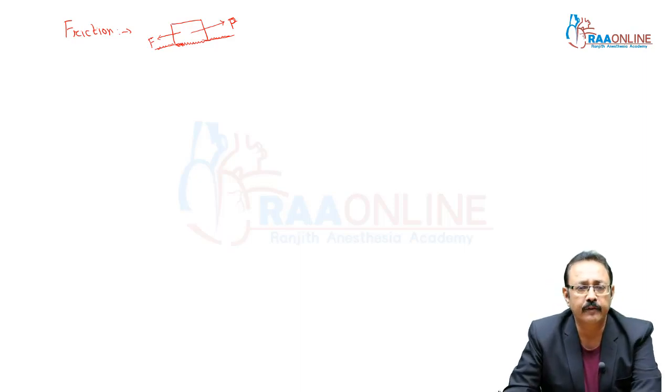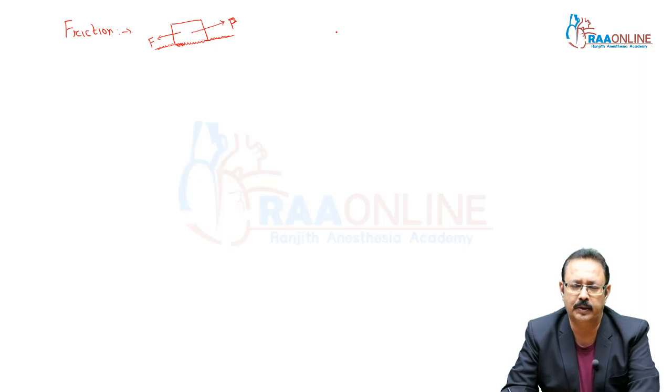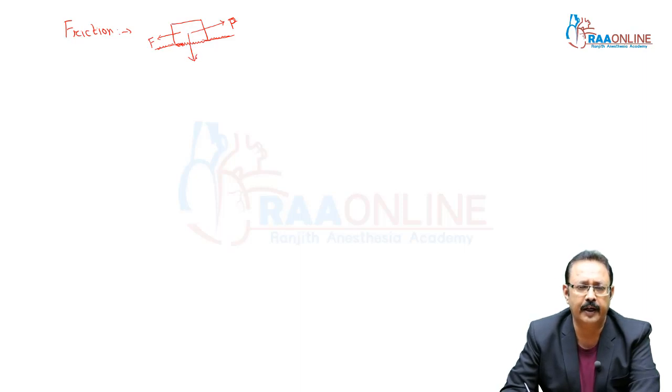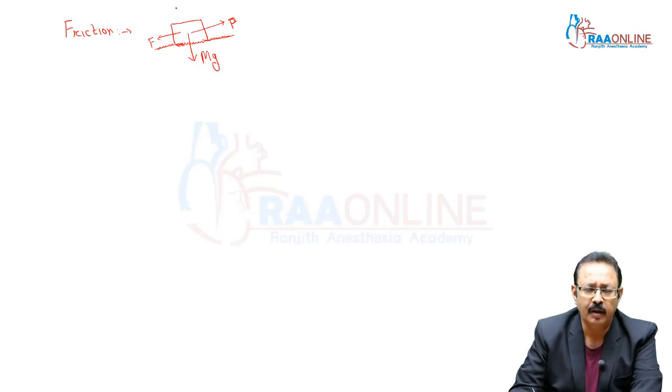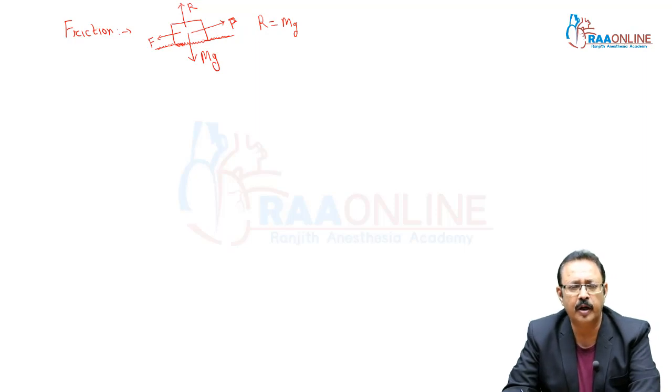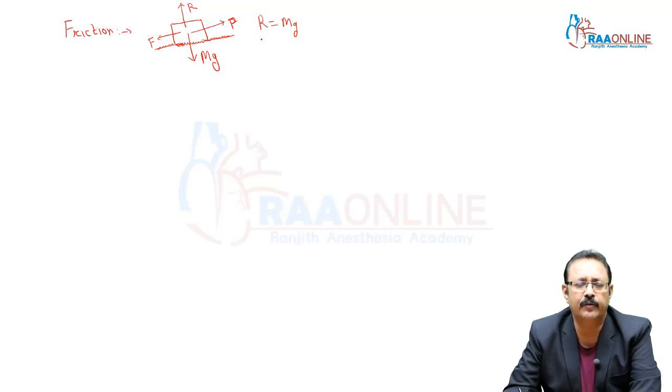So, with limiting friction, we have two rules. If we are putting this block on this surface, it will push the surface downward by its weight. Earth's reaction is in the upward direction. Since it is not moving in any direction, R is adjusted with mg. And you are applying a force P and it is just going to start moving. It means your force is equal to F.